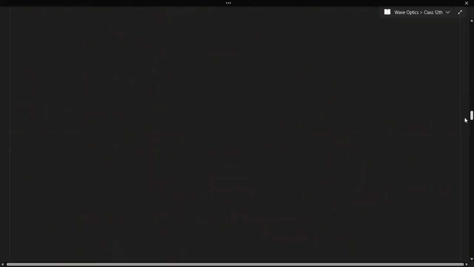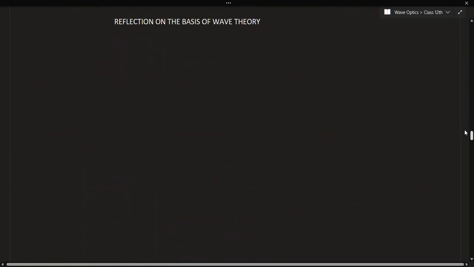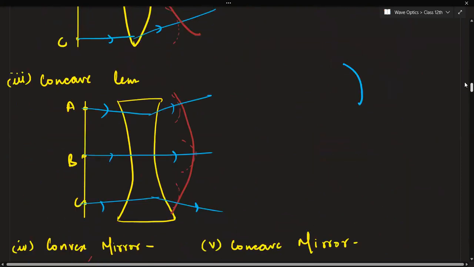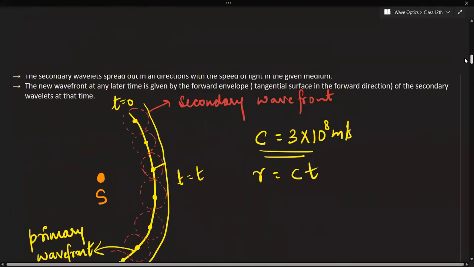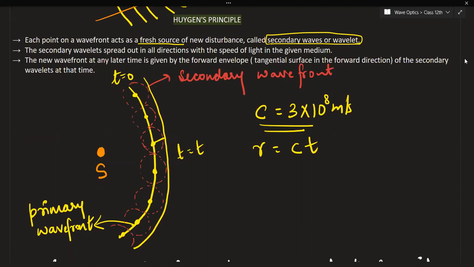So class, Huygens principle basically said what? It said that the secondary wavelets are because of fresh sources of disturbance. Each point on a wavefront acts as a fresh source of new disturbance. That new disturbance is known as secondary wave or wavelet. The secondary wavelets spread out in all directions with the speed of light in a given medium. The new wavefront at any later time instant is given by the forward envelope. This way, this is the forward propagation of the wave given by Huygens principle.